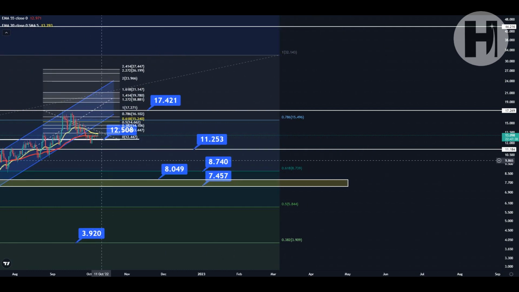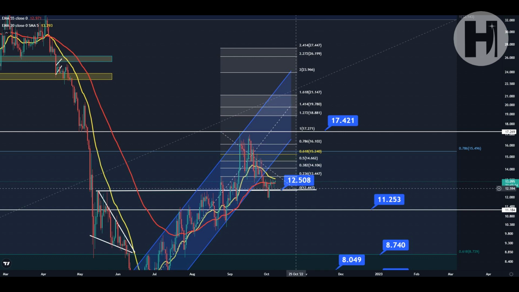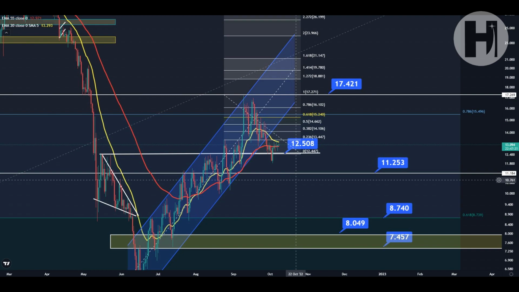For channel down patterns, you typically break to the upside. And as you can see right now, we are landing on the support that I gave you in the last update at $12.50. From there, we have been up around 7%. But still, I'm not going to be buying any Cosmos Atom coins at this level.